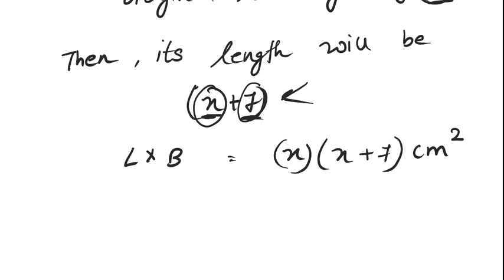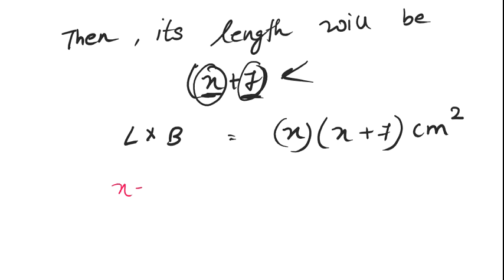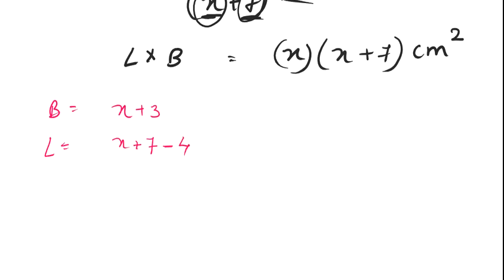What is our original breadth? Our original breadth is x. I need to increase 3 in the breadth, so this is my new breadth, x plus 3. What was my length previously? It was x plus 7, but I need to decrease 4, as given in the question. So breadth will be x plus 3, and length will also become x plus 3. So now my length and breadth both are the same. When length and breadth are the same, it becomes a square.